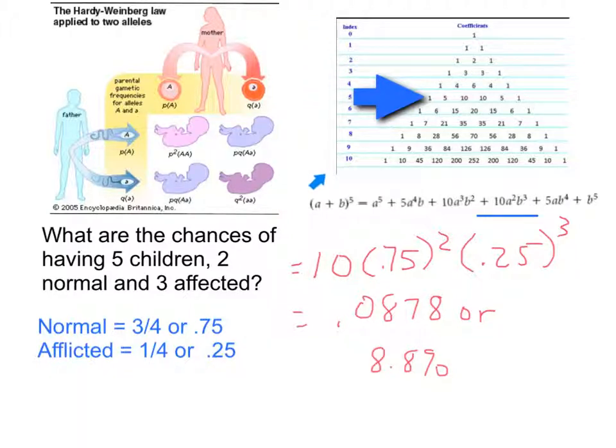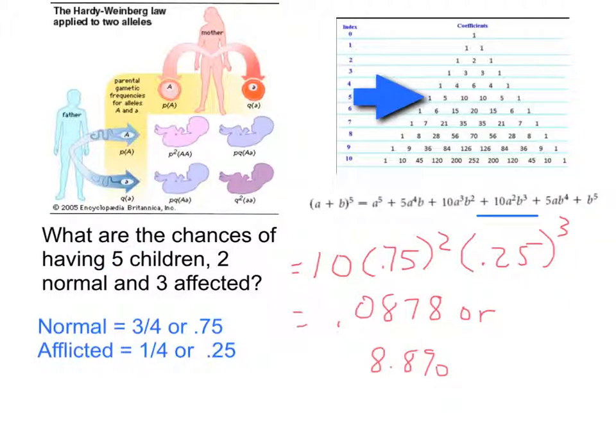If we apply that to Pascal's triangle, we're dealing with 5 children, so we come down to the 5. Now we're going to take this right here and we're going to expand it. When we do so, we have it right here, where (a + b) to the 5th is going to be a⁵ + 5a⁴b + 10a³b² + 10a²b³ + 5ab⁴ + b⁵.